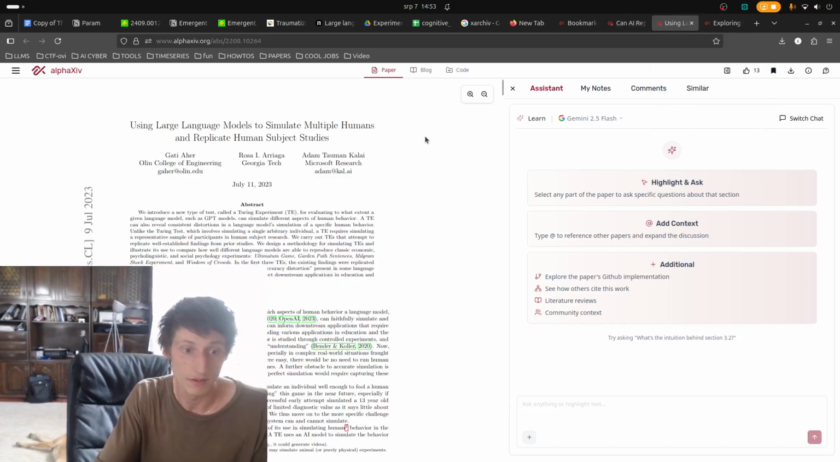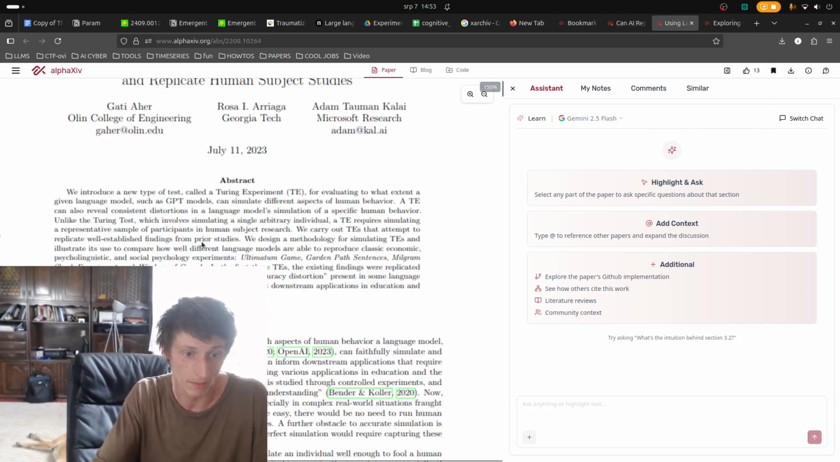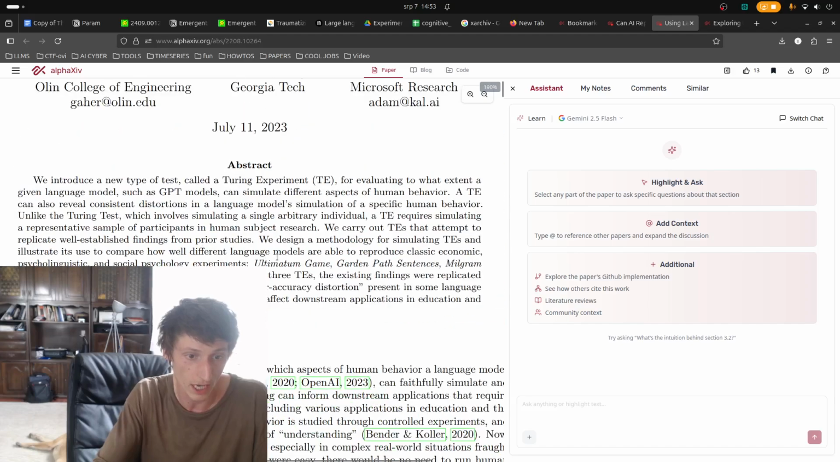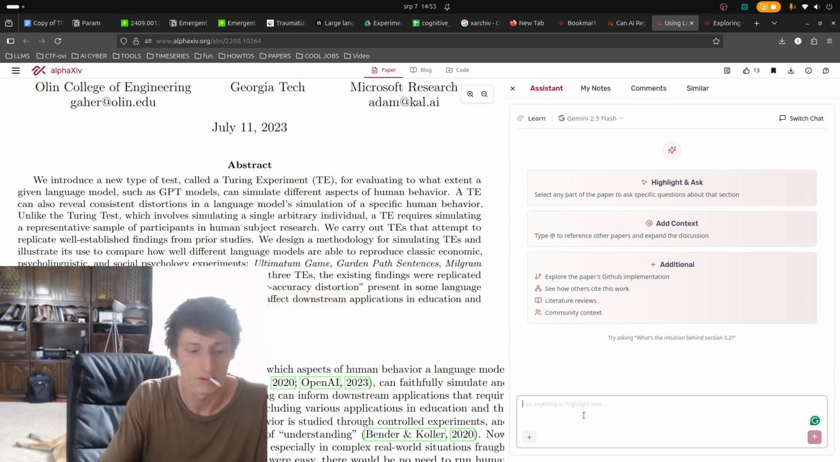And yeah, some of the other papers talk about how they tested a couple of other games: the ultimatum game, garden path sentences, Milgram's shock experiment, wisdom of crowds. The existing findings were replicated using recent models, while revealing hyper-accuracy distortion, which could affect downstream applications in education and arts. Let's see, what's the hyper-accuracy?